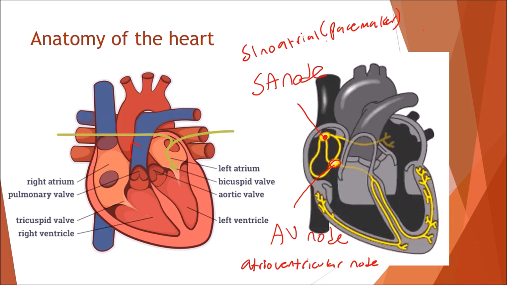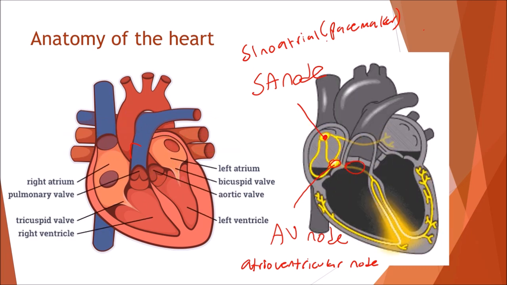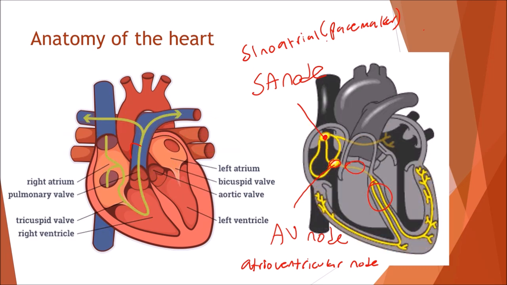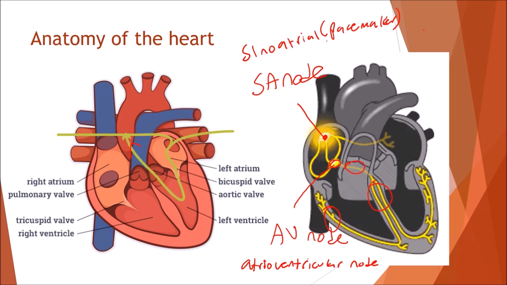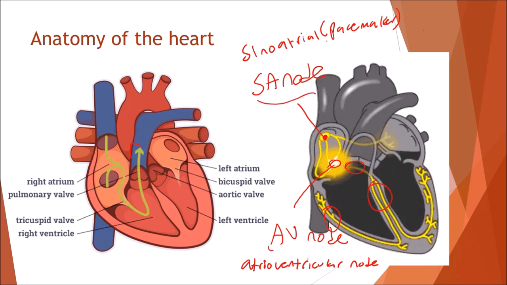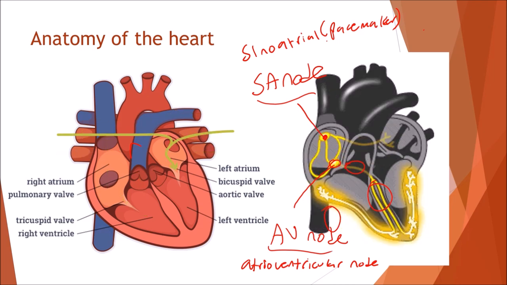And all these have names. Now, you don't really need to know the names of the whole thing, but just kind of mentioning, part over here is called the bundle of His, then you have the left and right bundle branches, and then you have the Purkinje fibers. You don't need to know all those things, but make sure you know the location of the SA node and the location of the AV node, both of them located in the right atrium.